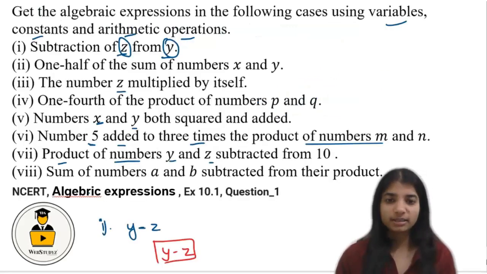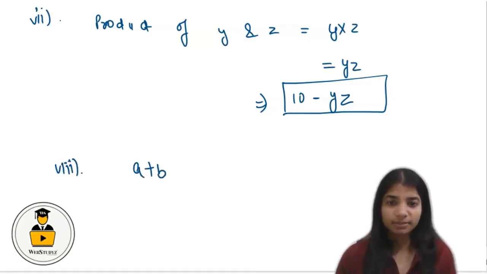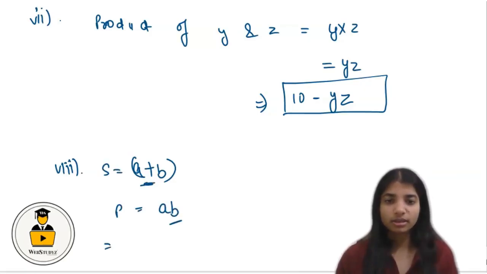The 8th part is the sum of the numbers a and b subtracted from their product. So basically we have to take the sum of the numbers a and b, which is subtracted from the product of a and b. So we can say that the sum of the numbers a and b is written as a plus b, and the product of the numbers is written as a multiplied by b. So we have to subtract this sum from the product. So this expression is equal to a multiplied by b minus a plus b. So this is the answer to the given question.